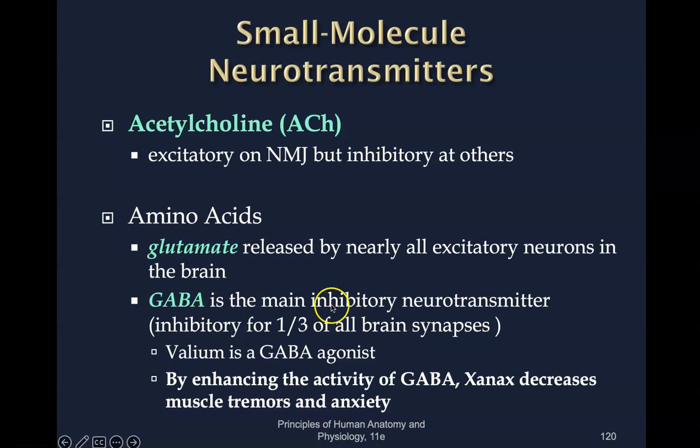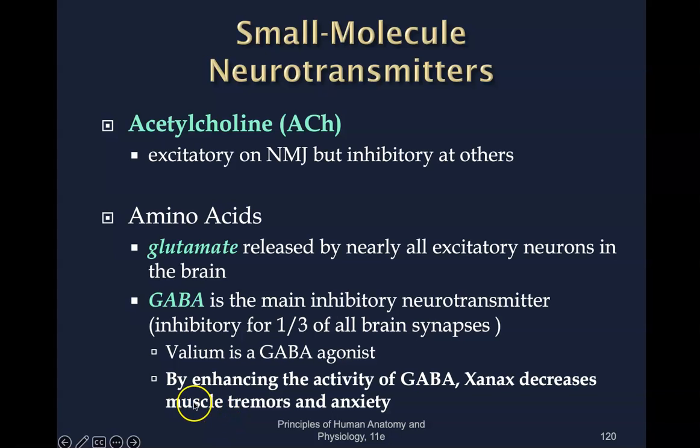Okay, so GABA is the main inhibitory neurotransmitter, and it's inhibitory for about 1/3 of all brain synapses. So again, it's important because we don't want neurons firing all the time. There are times where we don't want them to fire, and so we need these inhibitory neurotransmitters. Just in terms of some drugs, interesting, Valium is actually a GABA agonist, so it actually enhances the effects of the GABA neurotransmitter.